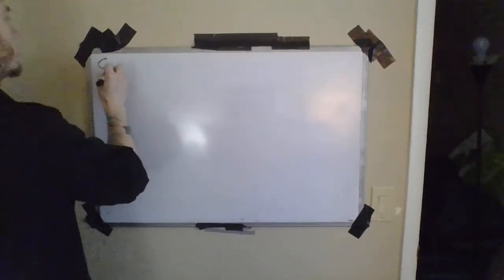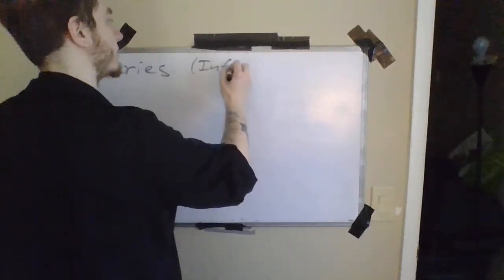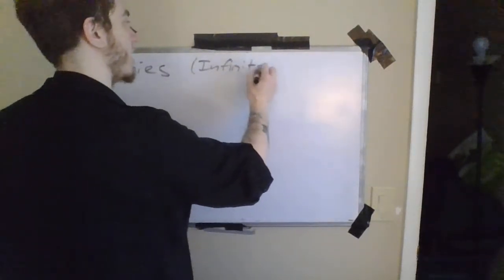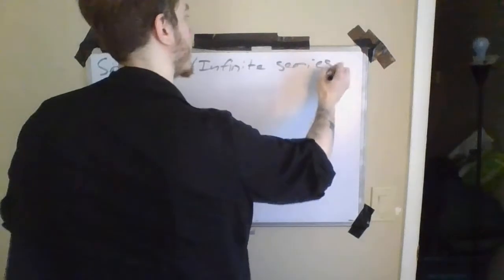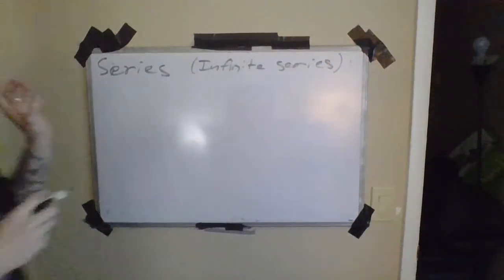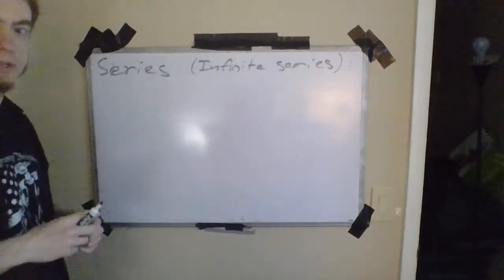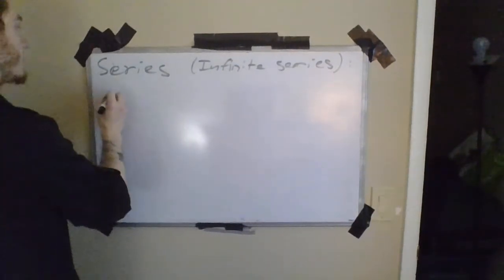Now, I want to start talking about series here, which are related, but they are a little bit different than sequences. So a series, or an infinite series, a sequence is really just a list of numbers. Well, a series is going to be a sum of a list of numbers. And so we write it this way.